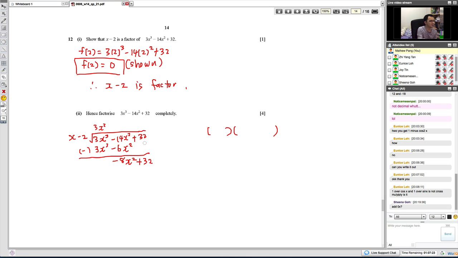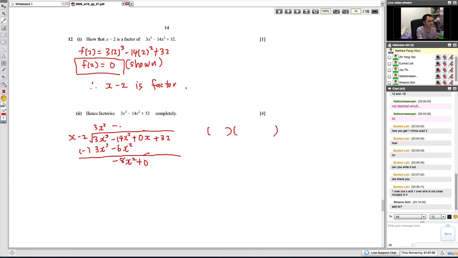Okay, this one, because the x is missing, you have to add a 0x here. You have to add a 0x because I have to make sure I have all the powers of x, from x to the power of 3 to the constant value. If you don't have it, you just add a 0. Alright, so I got this one.